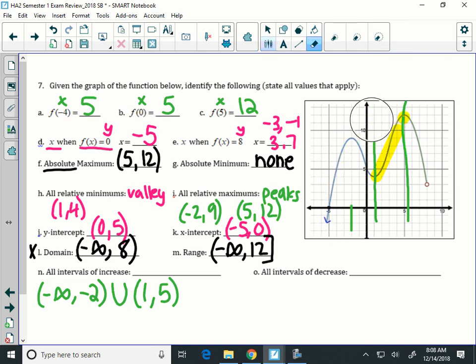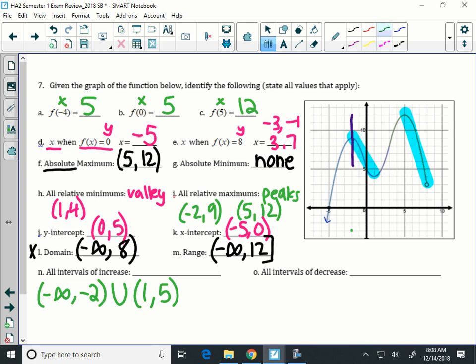Decrease here, I'll use a different color. You're decreasing on these blue sections. So we're going to look between the x values here of -2 and 1. We again use parentheses. And we have another interval, so we union that from 5 to 8. You are also decreasing between those 2 x values.